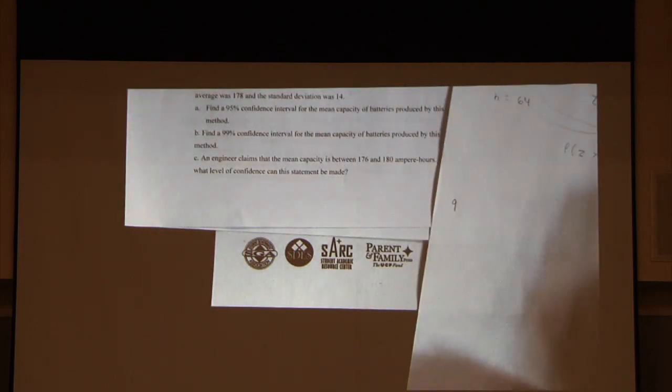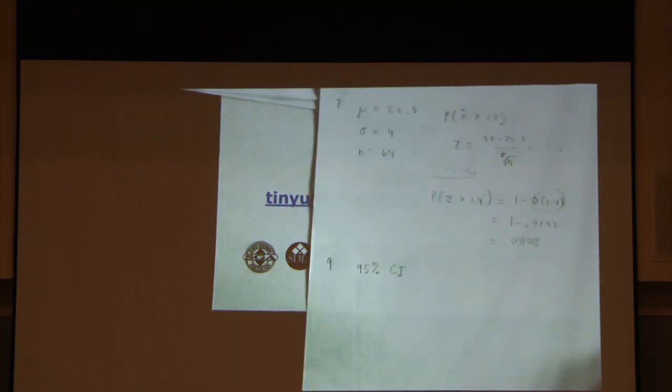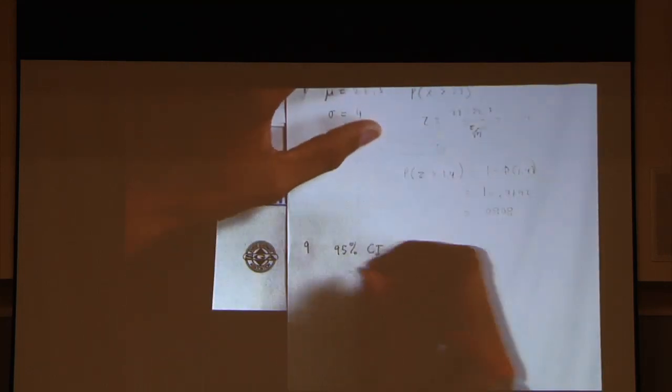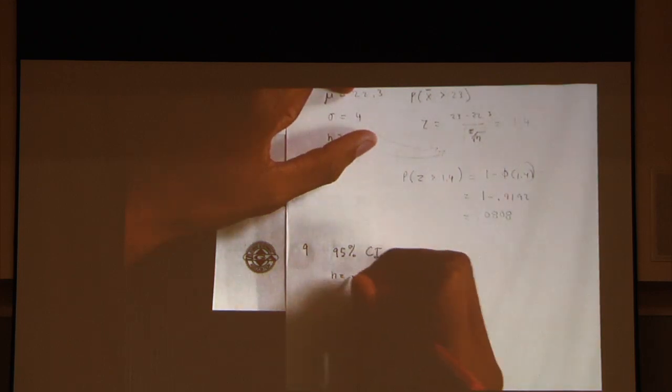So the capacities were measured for a sample of batteries, 120 batteries. The average was 178, and the standard deviation was 14. Find the 95% confidence interval for the mean capacity of batteries produced by this method. N equals 120.